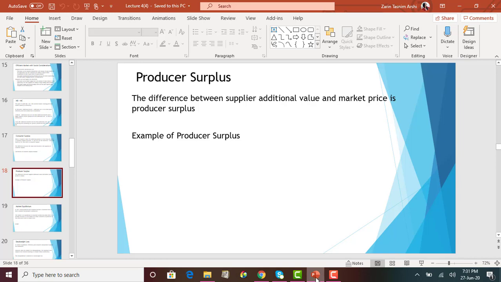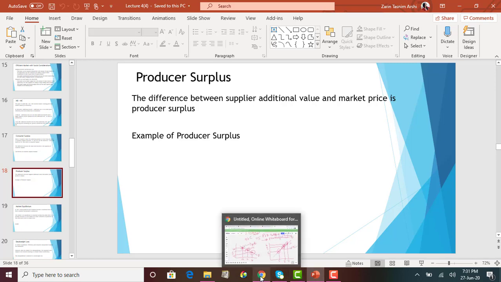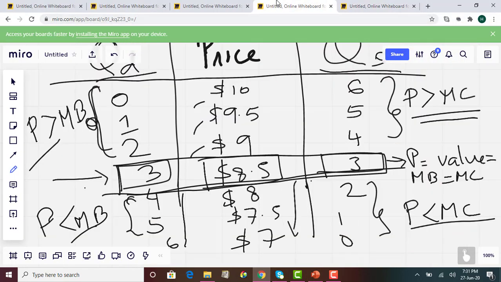This is very important in microeconomics. You need to know how you can calculate producer surplus and consumer surplus. Okay, let's go back to this example, the example of the McDonald's lunch.